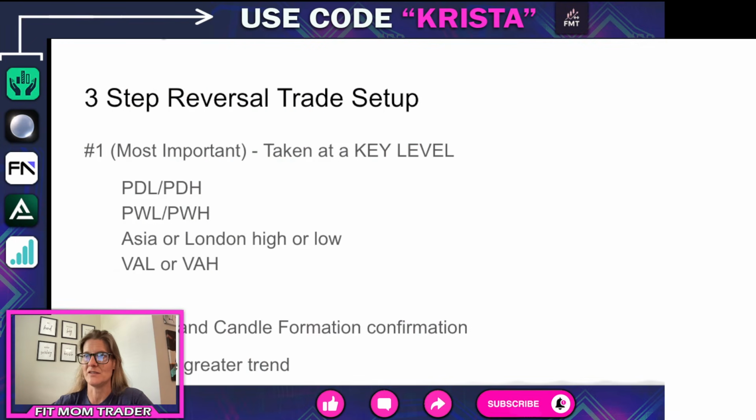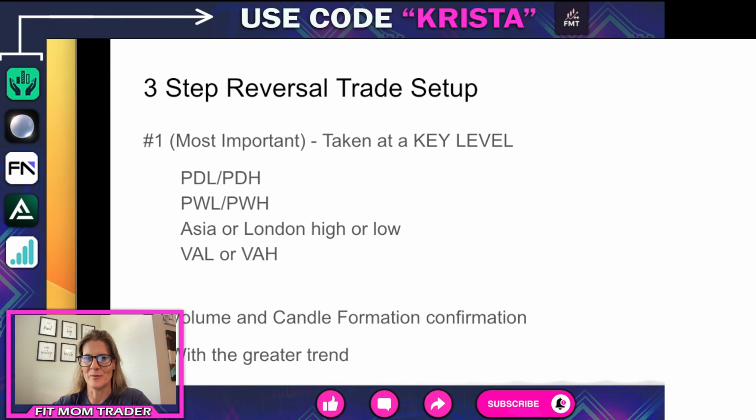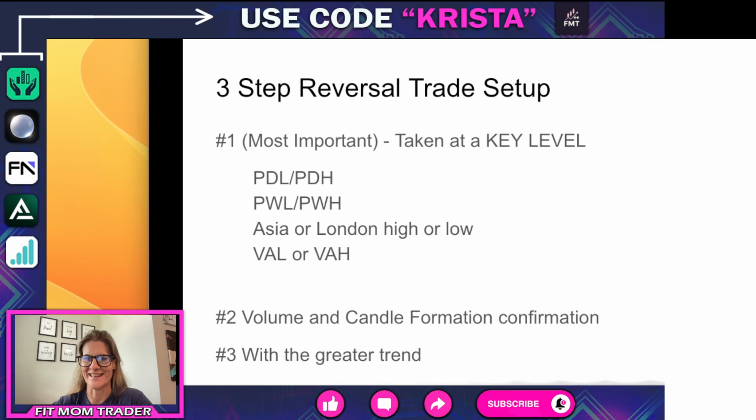Real quick, I'm going to give you guys what this 3-step process is. I'm going to move my head out of the way here just for a second. So the most important thing, step 1, is this has to be at a key level. You guys don't just pay attention to the 1-minute chart and every little wick to the left. Oh, it's going to reverse here. No, mark off some key levels on your chart.